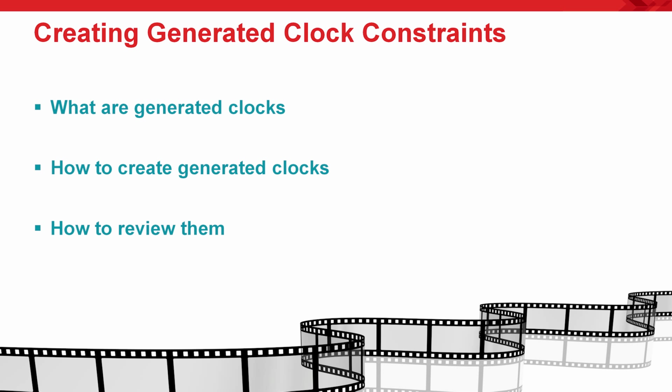Generated clocks are those clocks resulting from clock modifiers like MMCMs, PLLs, and dividers. The primary, or master clock rather, is created. Clock creation is covered in the quick take titled Creating Basic Clock Constraints. Please review that video if you need more information.